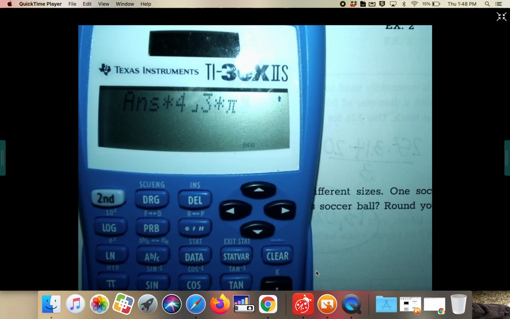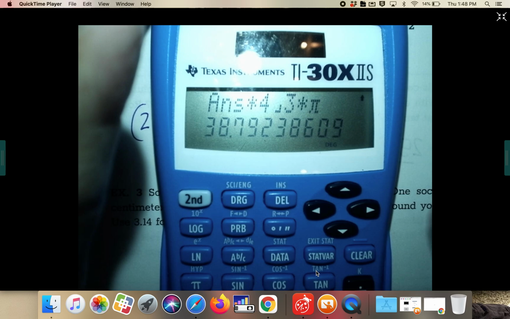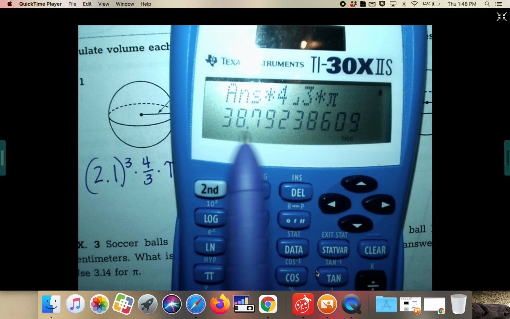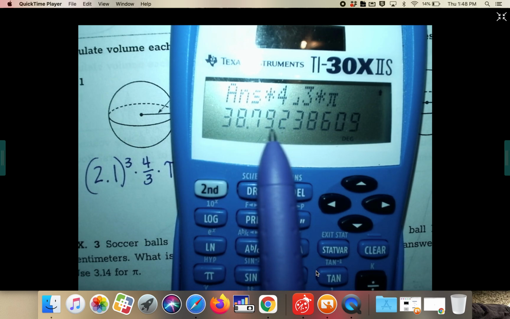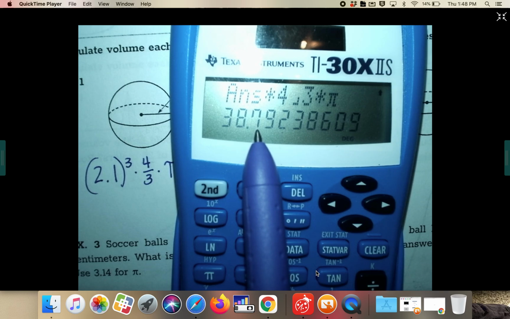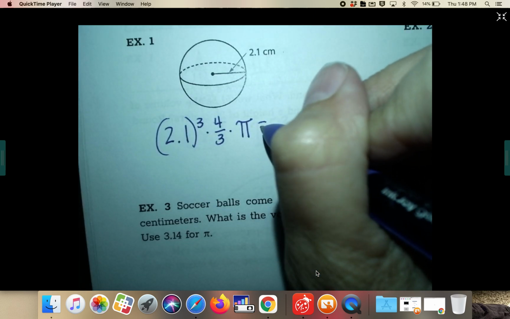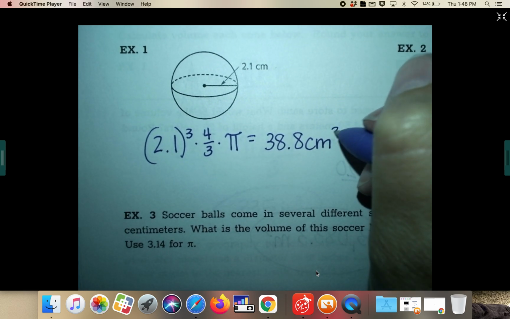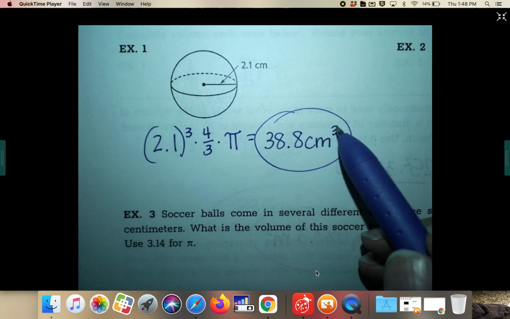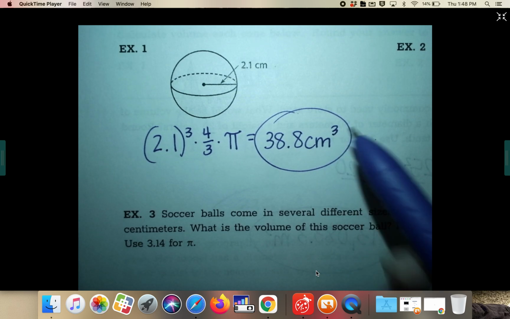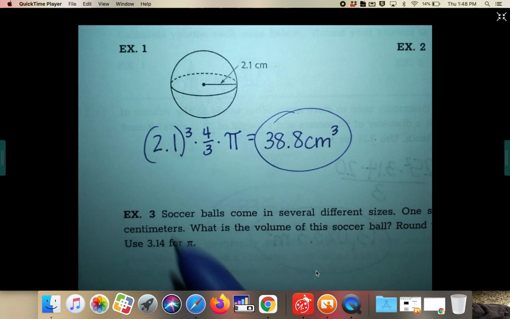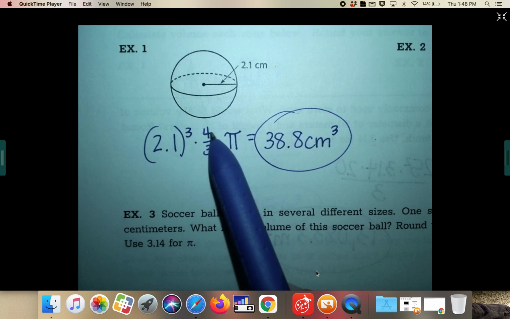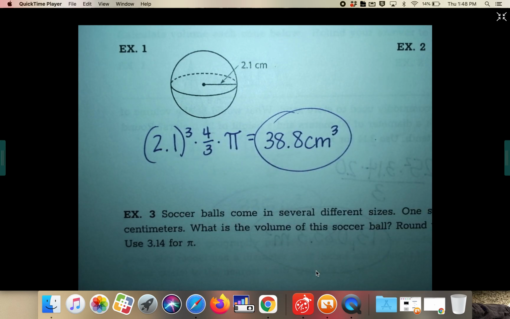Now that we've got all of it in there, I'm going to push equals, and we've got a really long number, but we are rounding to the nearest tenth. So that means one number after the decimal. So it's going to be 38.7, except that the 9 is going to bump this 7 up to an 8. So 38.8, and because it's a three-dimensional sphere, the volume is going to be cubed. So centimeters, cubic centimeters, or centimeters cubed. So again, this is really just a simple formula. Whatever your radius is, cube it, times 4/3 times pi, and that is it every single time.